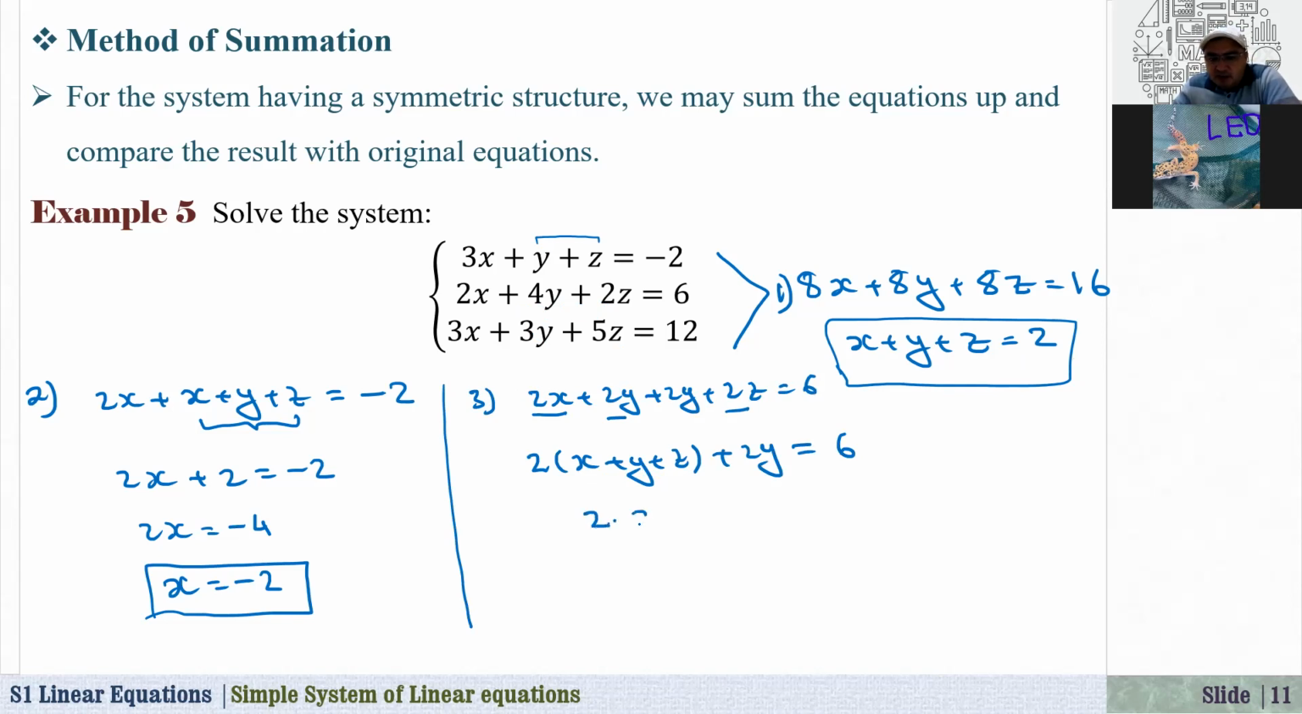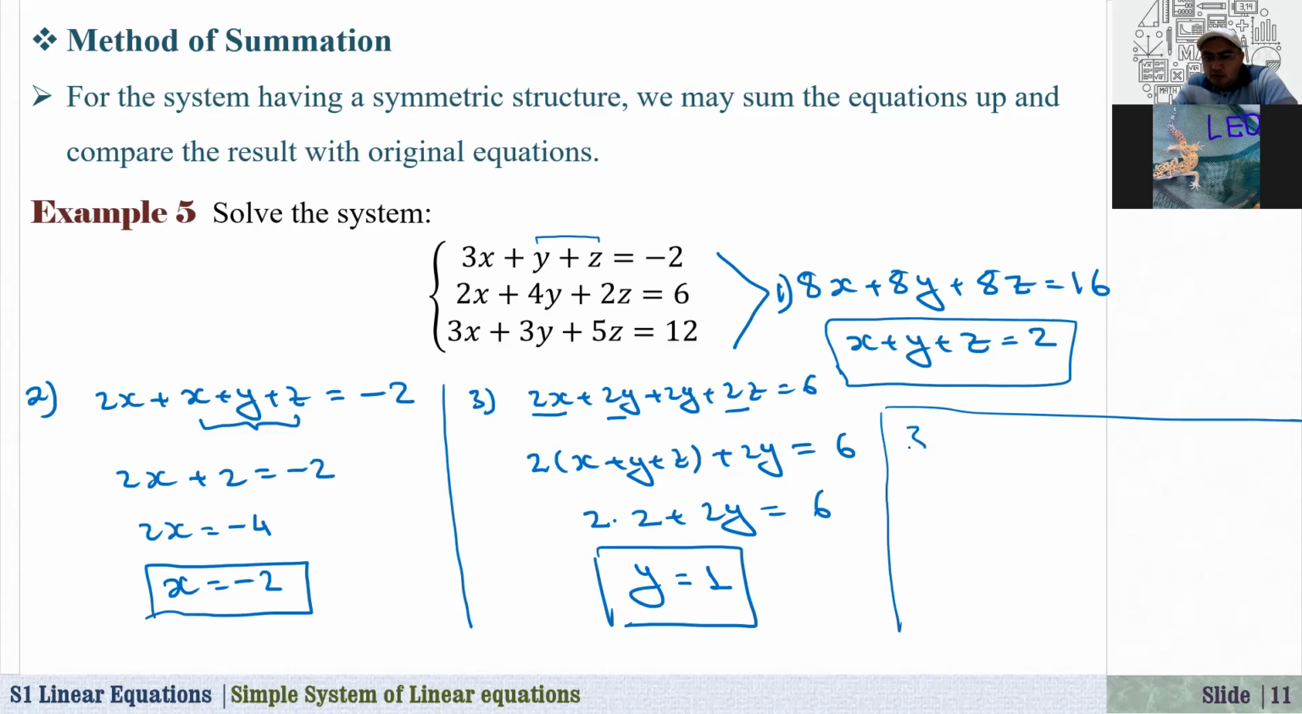Substitute here. 2 times 2 plus 2y is equal to 6. Now if you just solve for y, take 4 to the right hand side. 6 minus 4 is 2. Divide both sides by 2. So y is equal to 1. So now if I just substitute in the last equation, we can get the value of z.